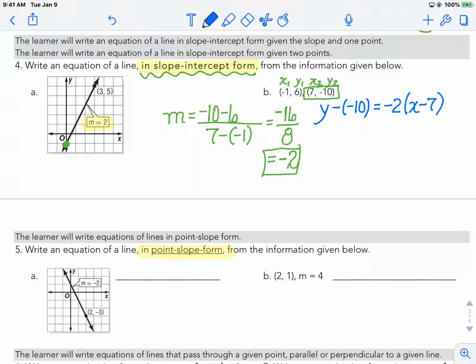We then would clean this up and move it around into slope-intercept form. So subtract negative 10, which with your calculator turns out to be plus 10. Distributing, I have a negative 2x and a plus 14. You can finish this up by solving for y equals and getting that in slope-intercept form.